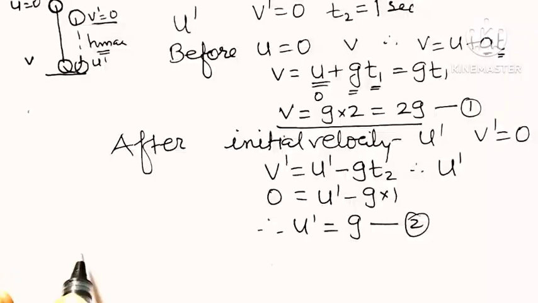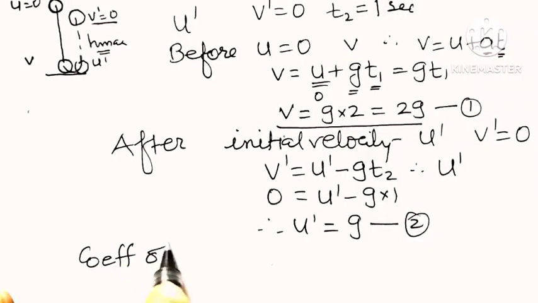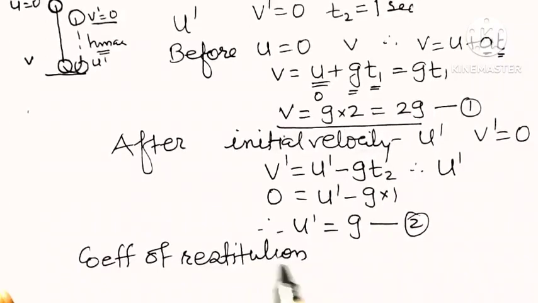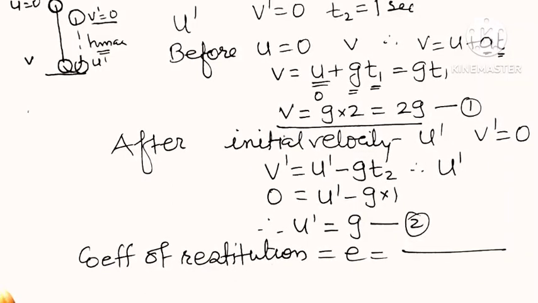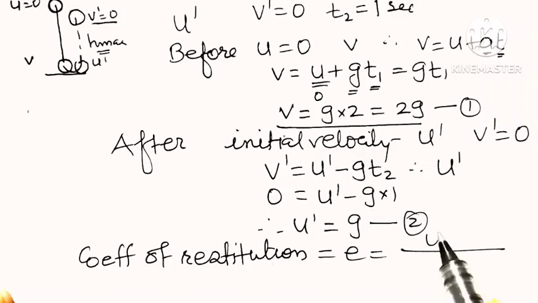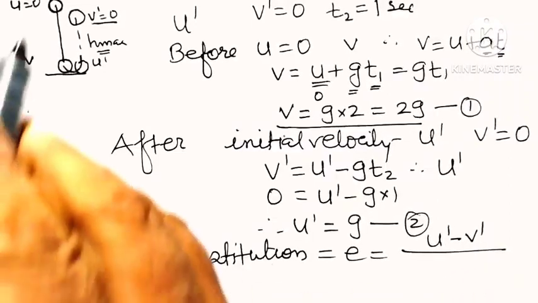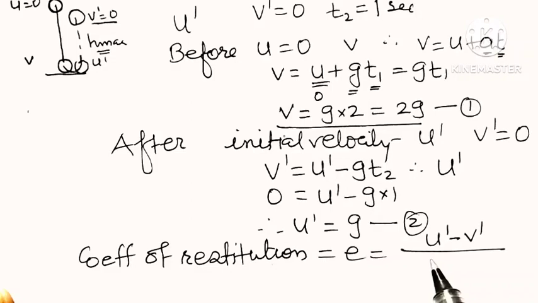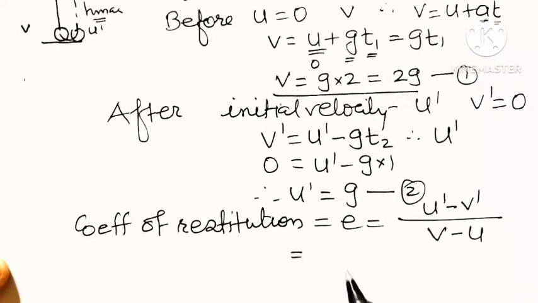Now the coefficient of restitution, we know it is the change in final velocity upon change in initial velocity. So here it is the change in velocity after bouncing upon the change in velocity before bouncing. See here, the change in velocity after bouncing is u dash minus v dash, and the change in velocity before bouncing is v minus u. So that is equal to u dash minus v dash.